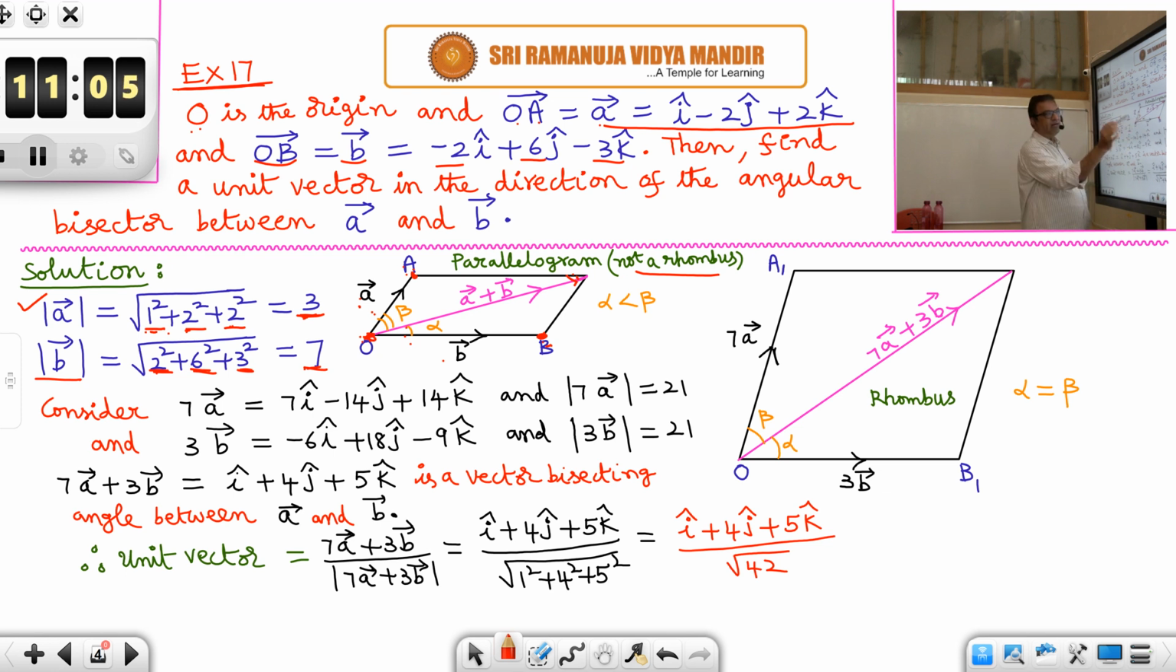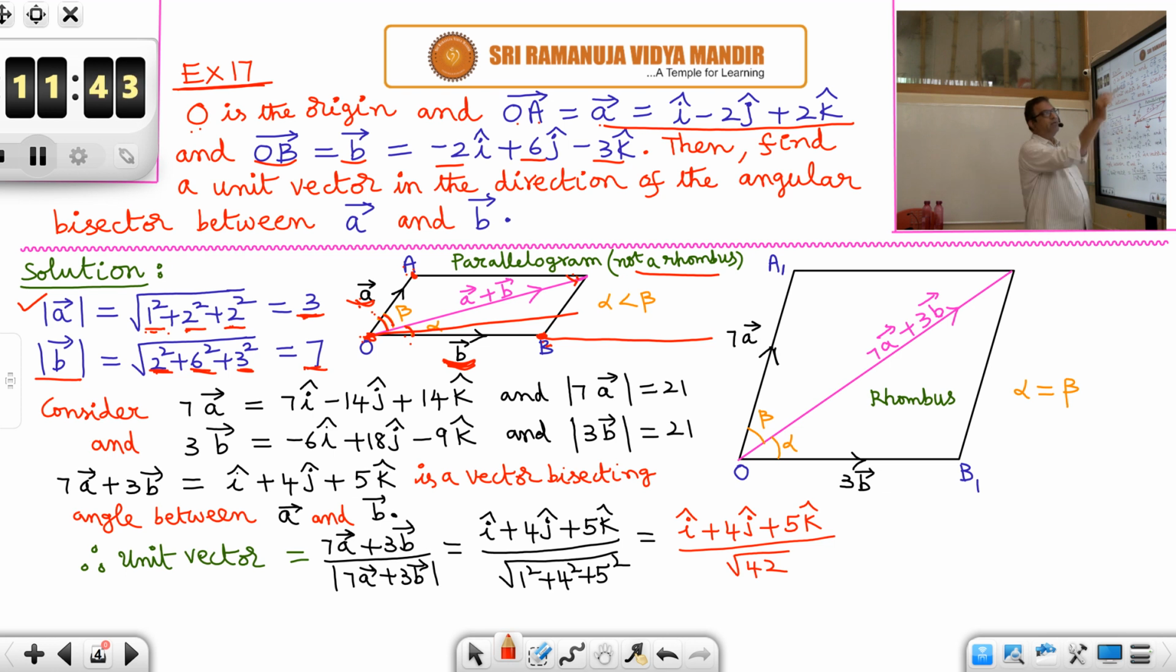Alpha will be less and beta will be more because B bar is a stronger vector than A bar. So it pulls the resultant vector A bar plus B bar towards its side. This is a stronger vector, that is a weaker vector, because the magnitude is more here. So the resultant will be towards B bar only. Therefore alpha will be very less and beta will be very more. Suppose you increase the length of B bar further, then A bar plus B bar will be tilting towards B bar.